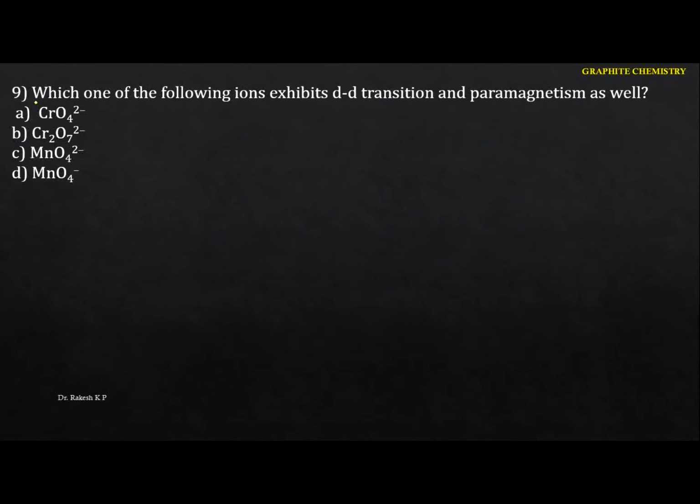Which one of the following ions exhibits d-d transition and is paramagnetic as well? Let me take this one here. We have the chromate, CrO4 2-. If we calculate the oxidation state, this becomes Cr+6. The electronic configuration is argon 3d0, which means we don't have any unpaired electrons here. Similarly for the dichromate, again the oxidation state becomes plus 6, and again the electronic configuration is argon 3d0.